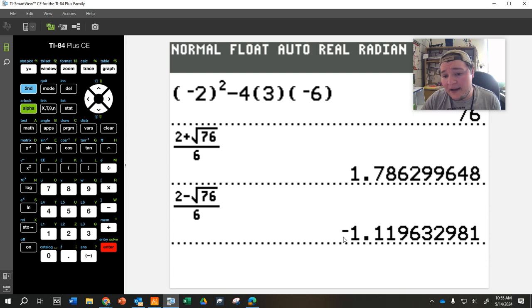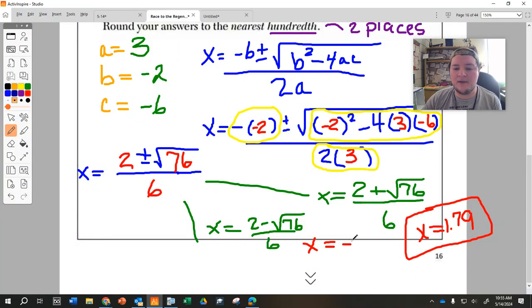Or you can type it in again. Negative 1.11 rounded to the nearest hundredth, 2 places. So negative 1.11. Pause. After the 1 comes a 9. Does that 9 make the 1 go into a 2 or stay as a 1? Grow into a 2. So negative 1.12 is the other one.